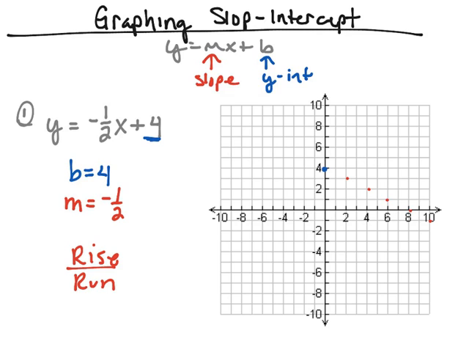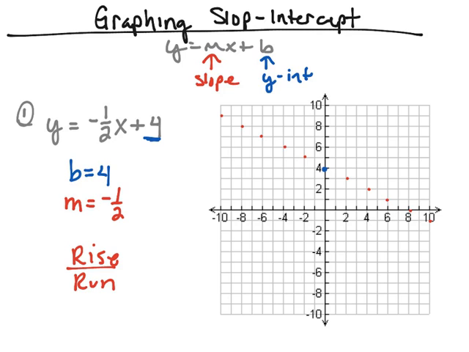Now I'm going to get some more dots over here on the left side by reversing the pattern. Instead of going down 1 and 2 to the right, I'm going to go up 1 and 2 to the left. Up 1, 2 to the left. I can continue with this pattern, and all my dots should line up in a nice straight line.